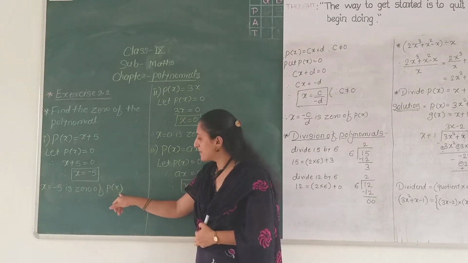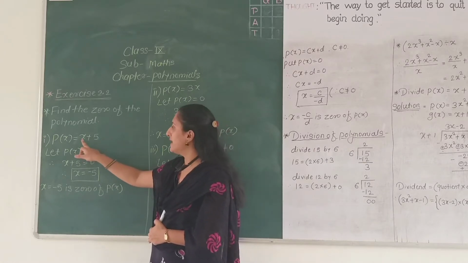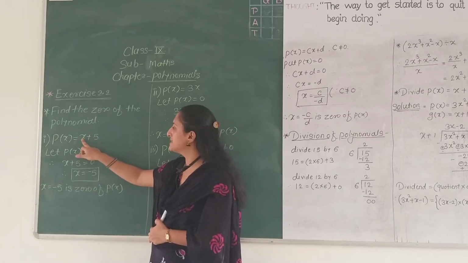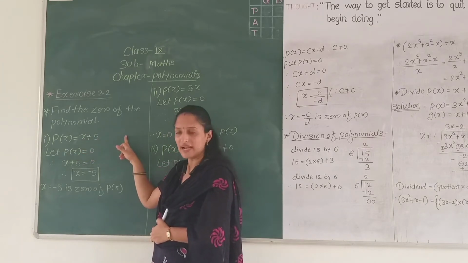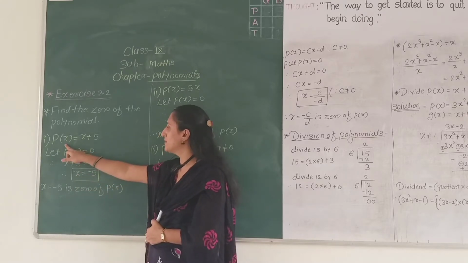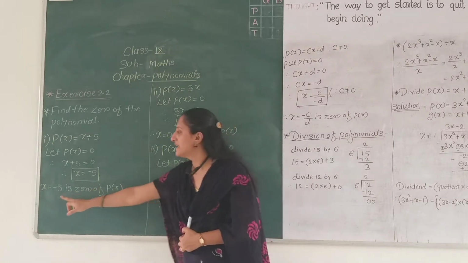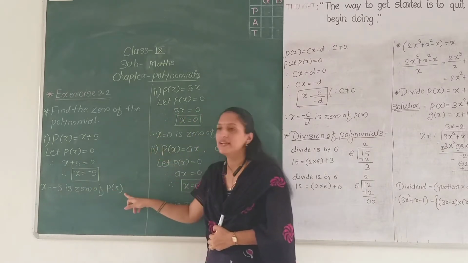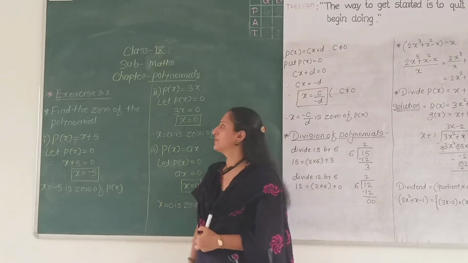Since if I substitute x is equal to negative 5 in the polynomial, right? X is equal to negative 5. Replace this x with negative 5. So we get negative 5 plus 5, which is 0. That means if I substitute x is equal to negative 5 in the polynomial, we get the answer is 0. That's why x is equal to negative 5 is 0 of the polynomial P of x. Okay? Did you understand? Okay.